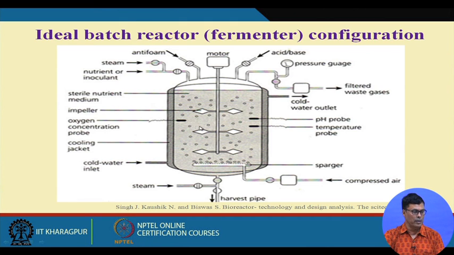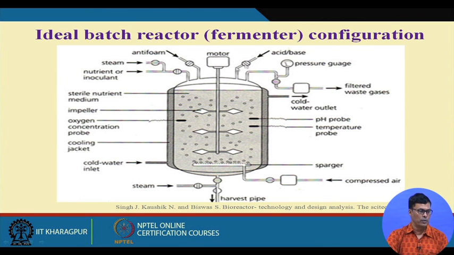Then we have different monitoring systems. We have a temperature monitoring system; with the help of a thermostat, we can monitor the temperature. We have a pH probe, so we can monitor the pH of the reactor, and there is the oxygen probe that will determine the dissolved oxygen concentration. So, these are the different arrangements we have in the reactor.